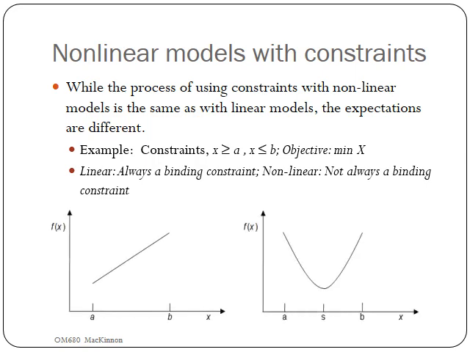So just take a look at it here. As you can see with the linear model, X could continue to simply go down. X has to be located between A and B. Those are the constraints. One of them will be binding. But with the right-hand model, the nonlinear model, X is going to be somewhere around S, and so there's not going to be a binding constraint.